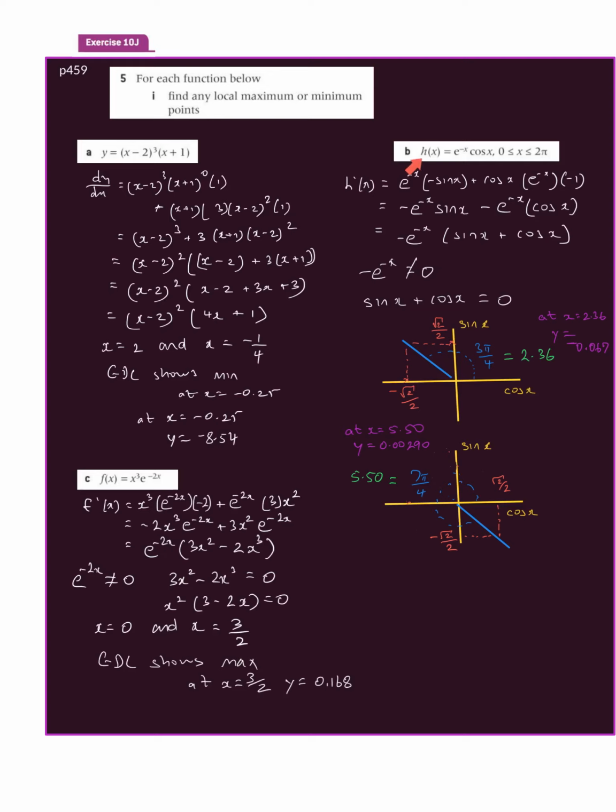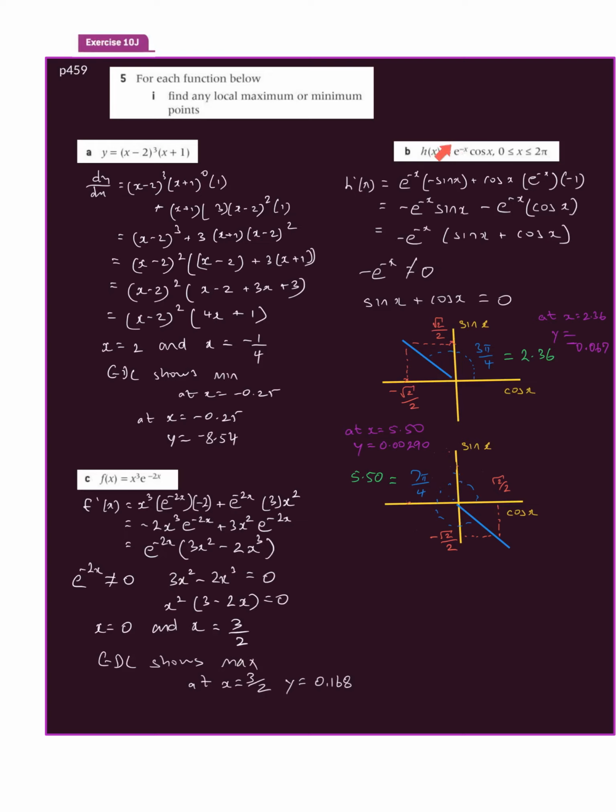Now similarly with b, we have this one here. Now this is a little bit more difficult, and it covers things that we haven't actually done yet. So let's just go through the process. That's our domain. x is greater than or equal to 0, less than or equal to 2 pi. So that's a whole 360. We take the derivative of this.